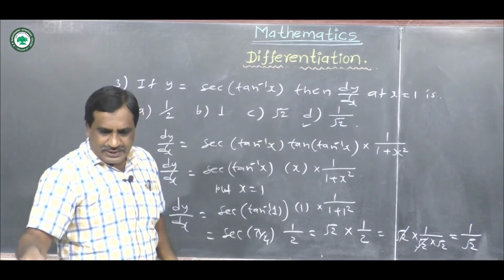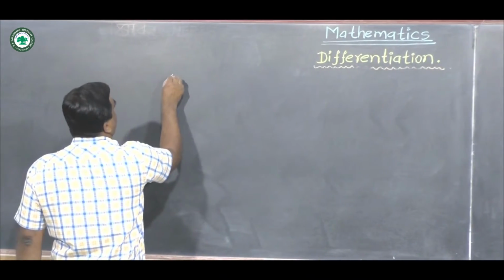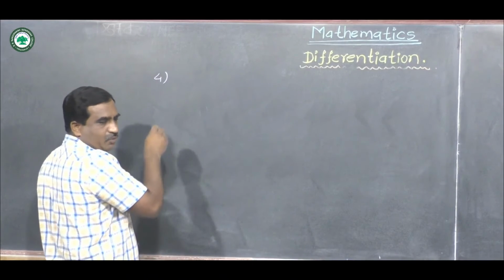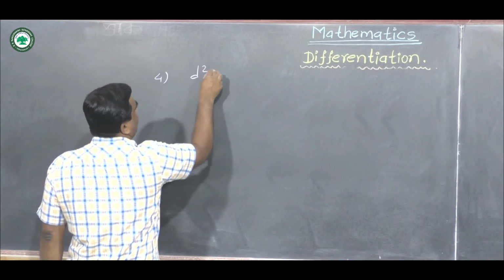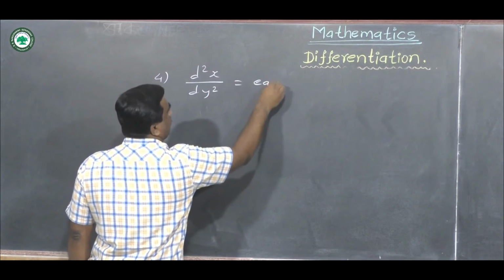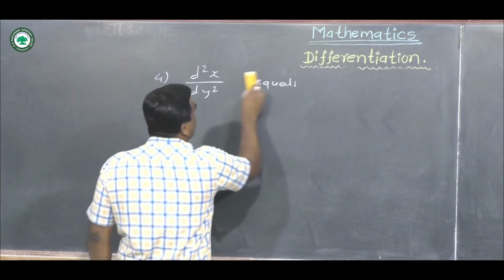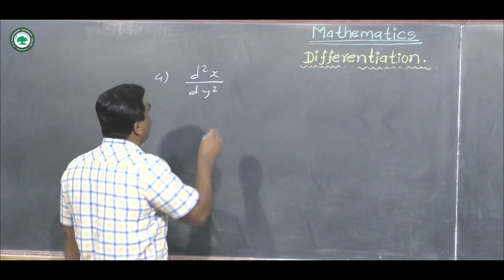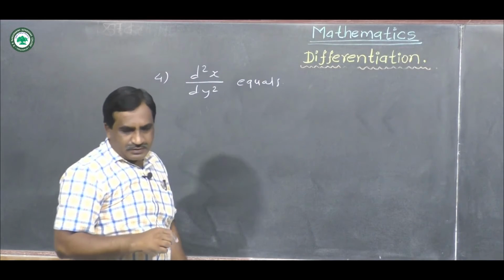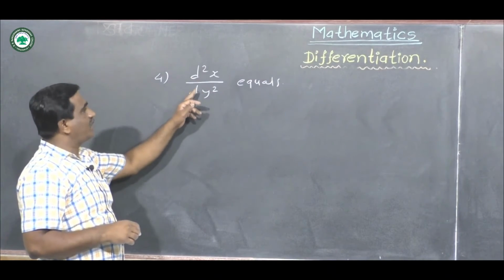Okay. Now we see the next example. This is a very short example, example number 4. d square x upon dy square equals, we have to find the value of this d square x upon dy square.